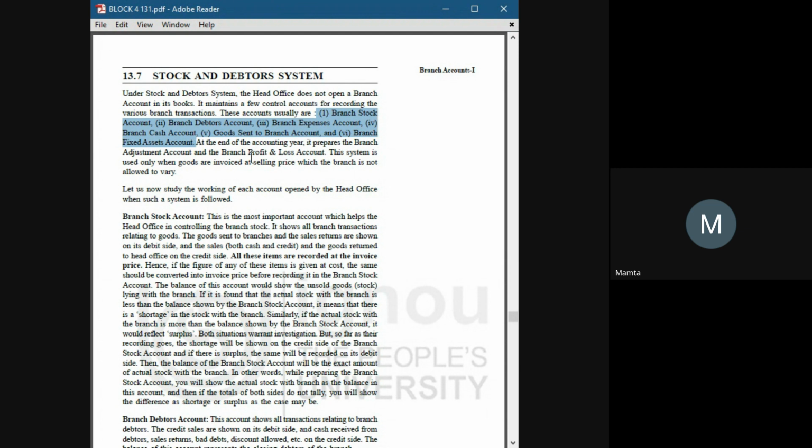This system is used only when goods are invoiced at selling price, which the branch is not allowed to vary. It is useful only when goods are invoiced not at the cost price but at the selling price. The branch needs to sell the goods at the selling price only. They can't sell the goods at a higher rate.